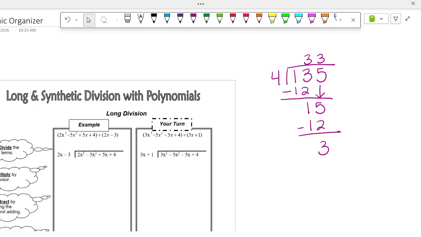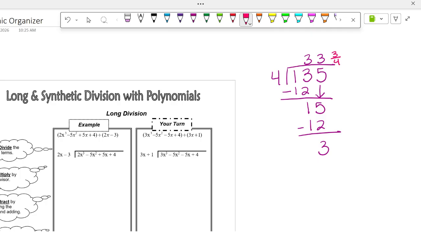Now, you're used to writing remainders as R3, but we don't do that in this class. We write it as a fraction. So in other words, you take this 3 and you put it over whatever your divisor is, so the 4, so 3 over 4. So 33 and 3/4 is your answer.